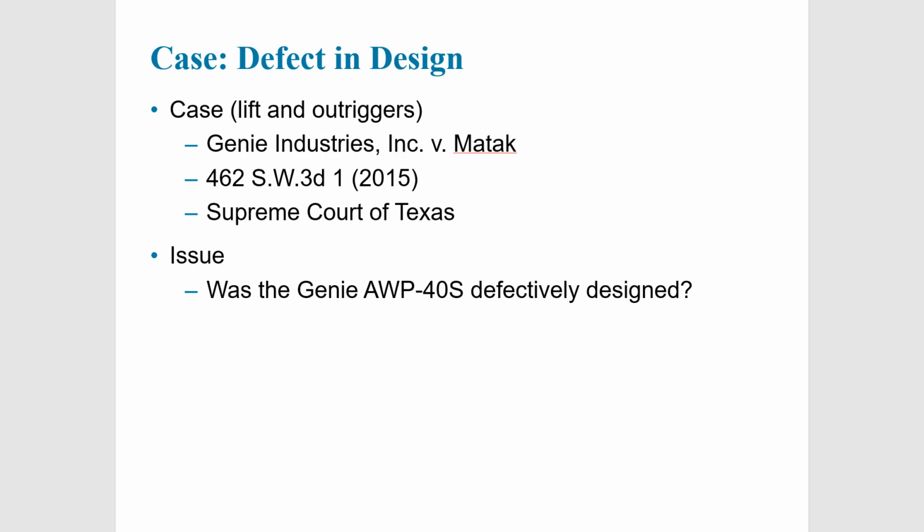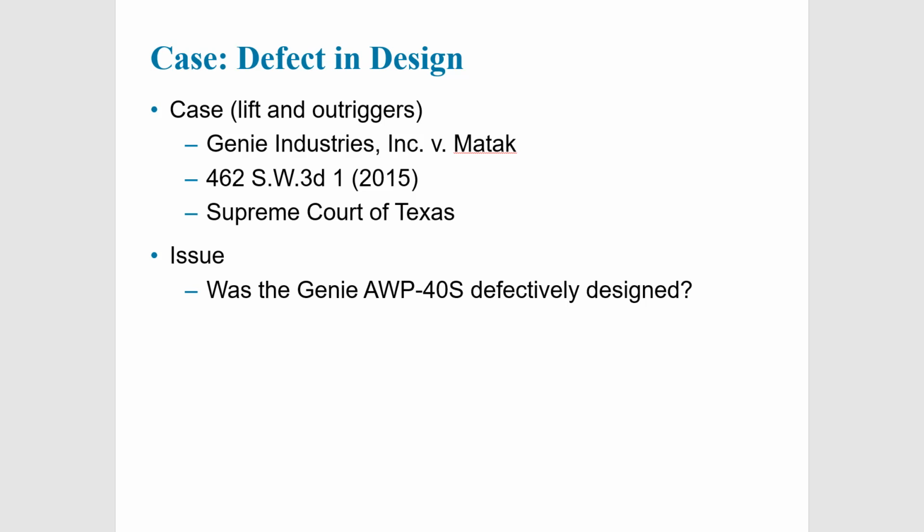An example case for defect in design is Genie Industries versus Matic. This happened in Texas in 2015. The facts of the case are that a church hired an electric company to run some electric cabling through their ceiling, and the men were using a Genie AWP-40S lift to do the work.